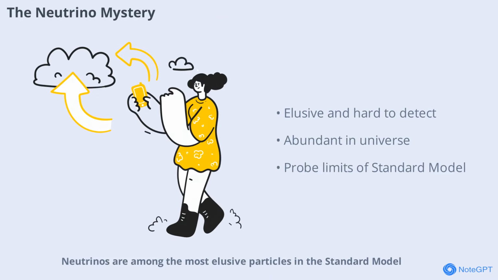Neutrinos are among the most elusive particles in the Standard Model. They have extremely small masses and rarely interact with other matter, making them difficult to detect. Despite this, neutrinos are incredibly abundant, streaming through the universe and even passing through your body right now. Studying neutrinos helps scientists probe the limits of the Standard Model.